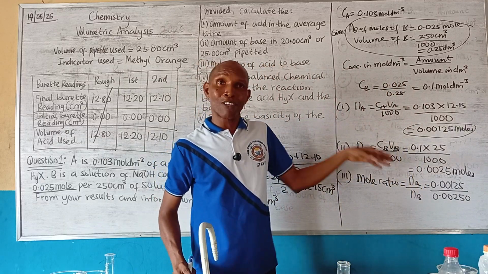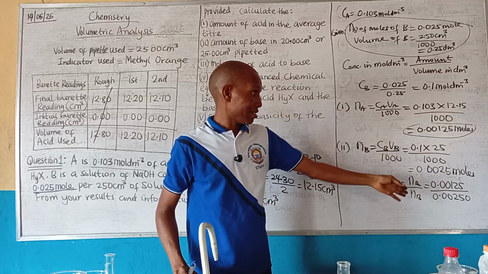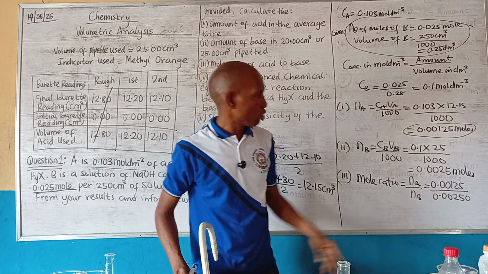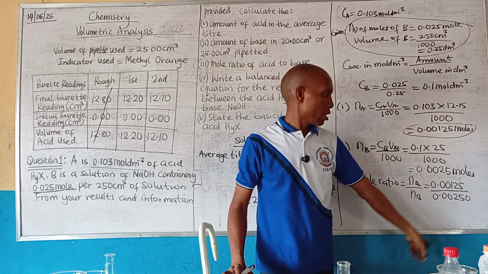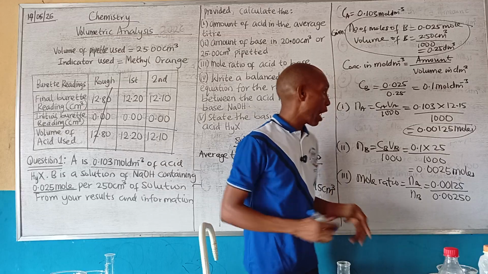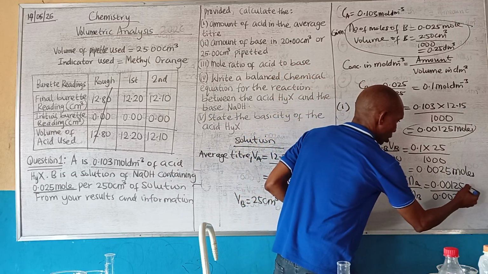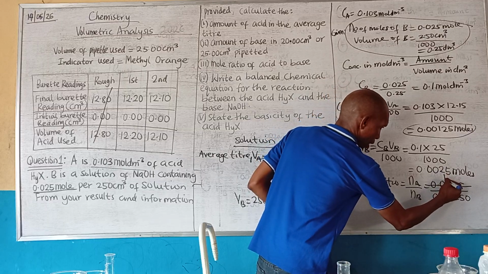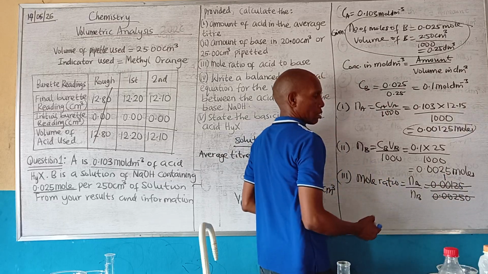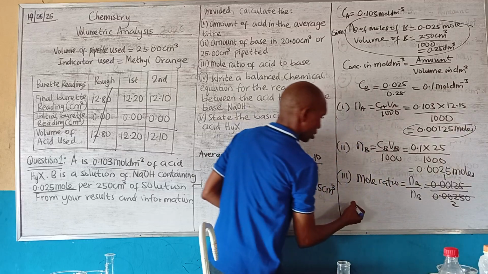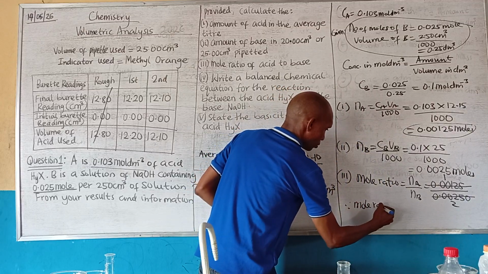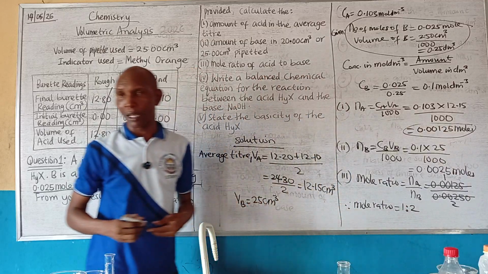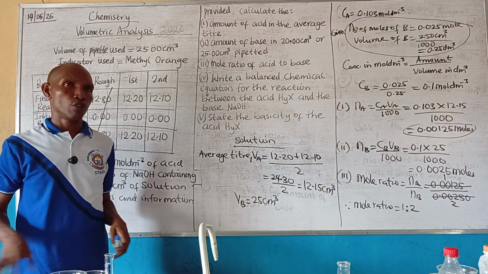You may think that because 25 is smaller than 125, automatically the one below is lower. They must have an equal number of decimal places. Now if you look at it, you see that 125 is smaller than 250. So you are going to divide by the smaller one. If you divide this by 0.00125, you are going to have 1. Divide this by 0.00125, you are going to have 2. So therefore, the mole ratio is equal to 1:2. You can write that down: that's the mole ratio, 1:2.